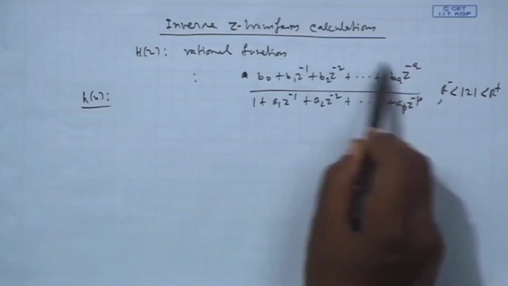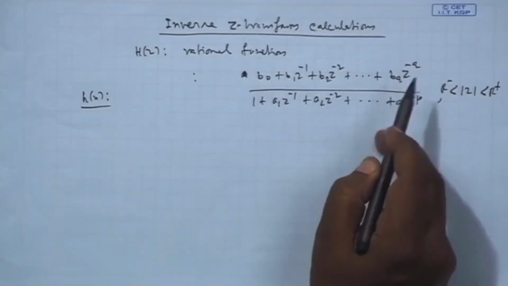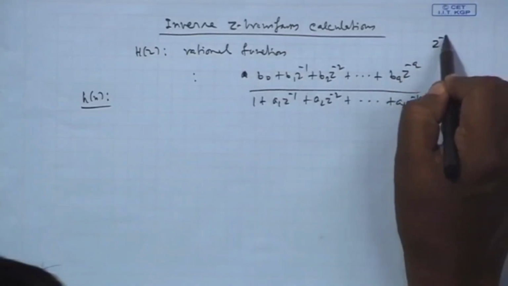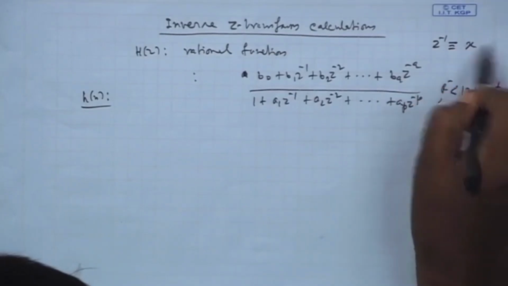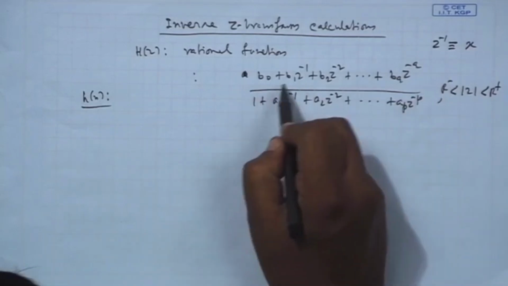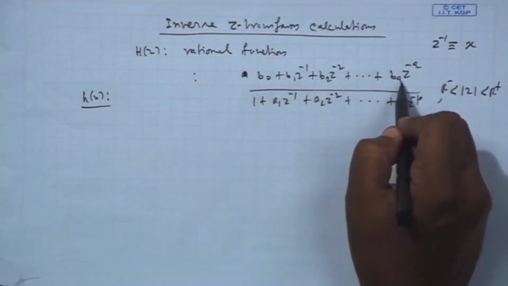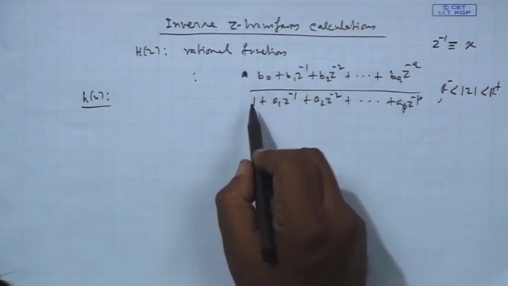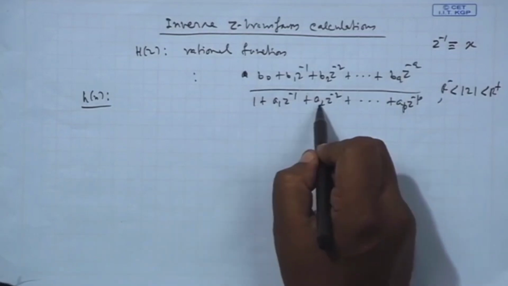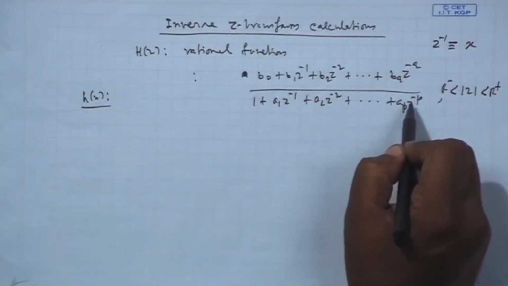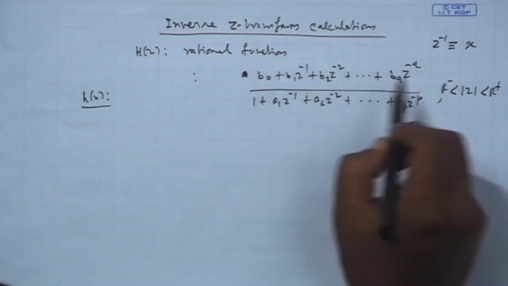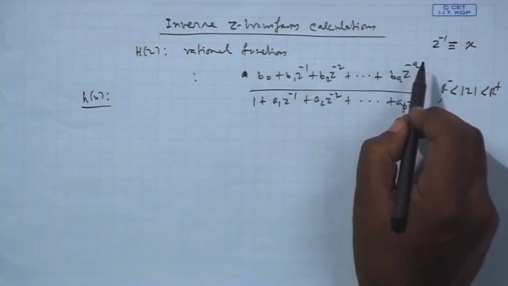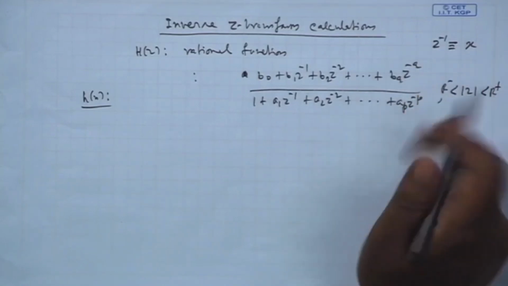For that, the first thing you should ensure is that the numerator is a polynomial in Z inverse. Z inverse you can replace by some constant called x. So it is b0 plus b1 x plus b2 x squared up to bq x to the power q, and in the denominator 1 plus a1 x plus a2 x squared up to ap x to the power p. You first make sure that the numerator power, that is q, is less than p.